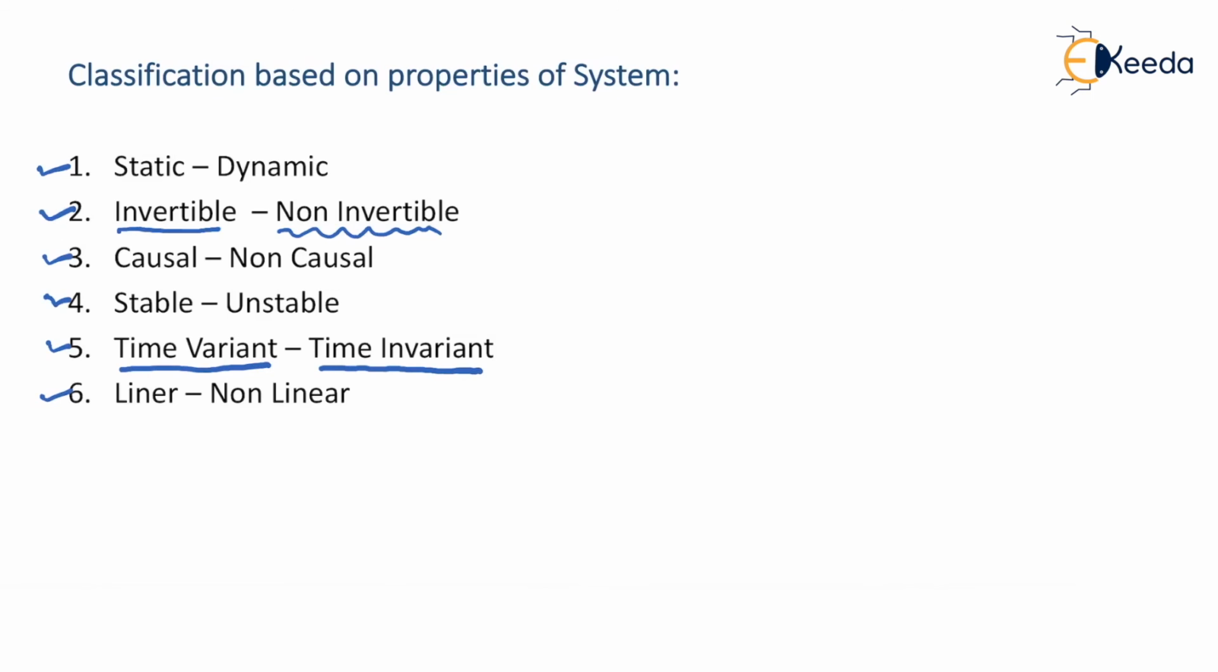And again, depending upon the linearity of the system, they are classified into linear systems and non-linear systems. To tell you in short, those systems which follow the superposition theorem are linear systems, and those which do not follow the superposition theorem are called non-linear systems. So in the next video lecture, we will be learning each and every type in detail along with some numericals.